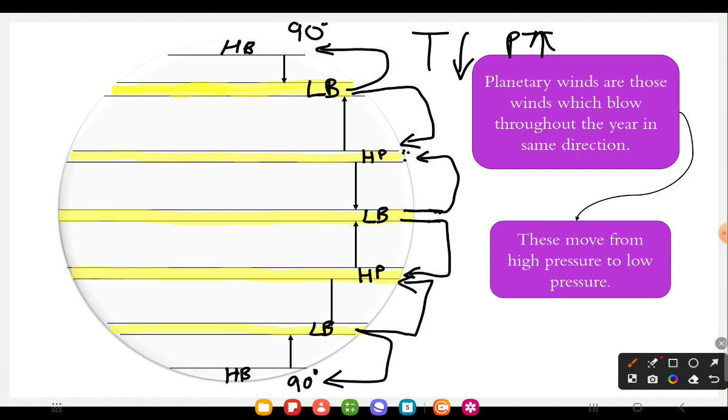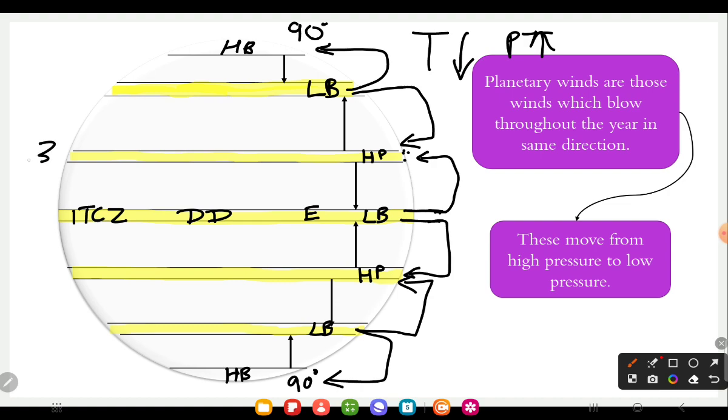So these are the pressure belts of the earth. Let's name them. This is on the equatorial region, so it is known as the equatorial low pressure belt, or we can also call it the doldrums, because the air there is calm and free from breezes. It is also known as ITCZ, the intertropical convergence zone, because the trade winds converge there. We'll see about the trade winds also.